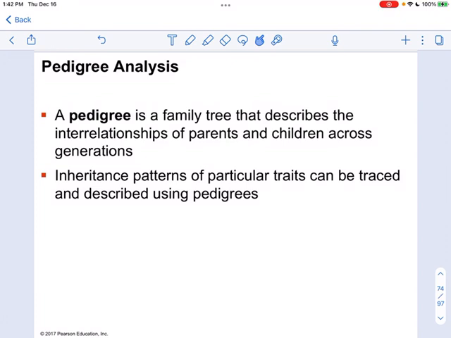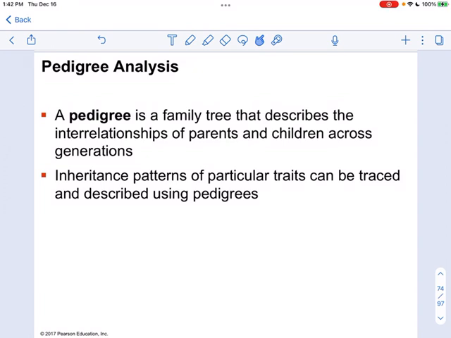We're certainly not going to have breeding experiments in humans, but if we have an entire family to look at, we can build what's called a pedigree. A pedigree is a family tree that describes the relationships between parents and children across multiple generations and the inheritance pattern of a particular trait. What's important to understand is that every pedigree is only going to show one trait at a time.